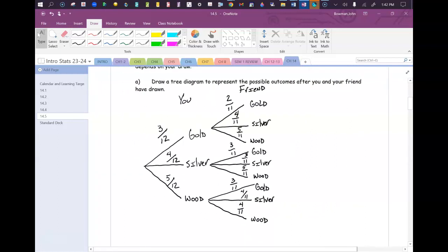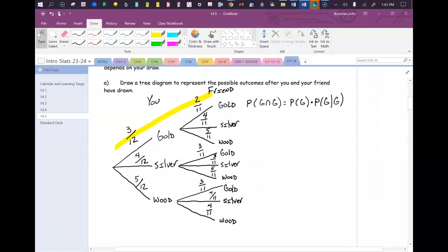So that second stage are all conditional probabilities. And at the end of those, you can find the following. You can find the probability of gold and gold. Well, that would be the probability that you draw gold times the probability that your friend draws gold, given that you've drawn gold. And what you do is you just multiply as you go out the branches. So the probability that you both draw gold would be equal to 3 out of 12 times 2 out of 12.